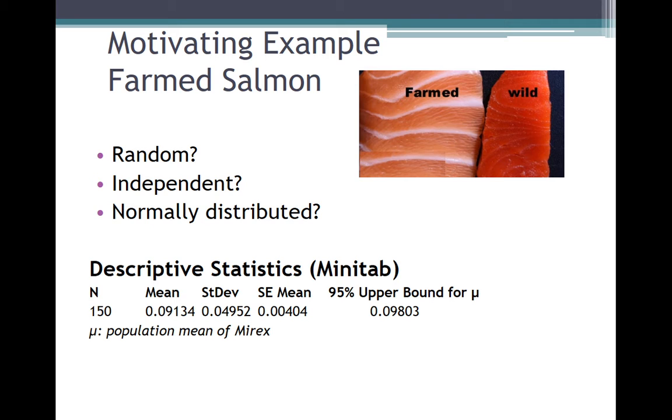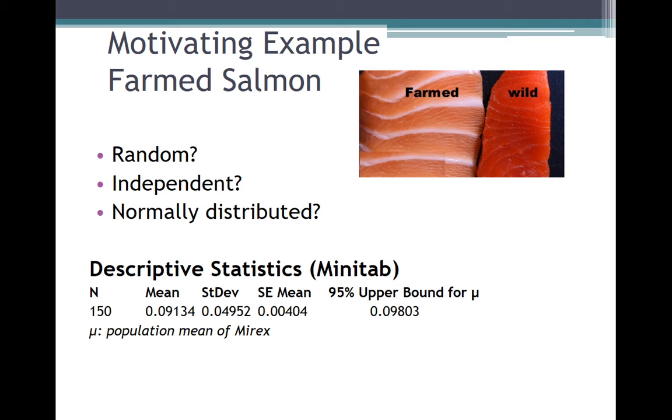You found the mean of 0.0913. Your standard deviation was 0.4952. And the standard error of the mean was 0.404. So the upper bound for this turned out to be 0.098. These are not proportions. These are the parts per million of this contaminant in these salmon that they sampled.